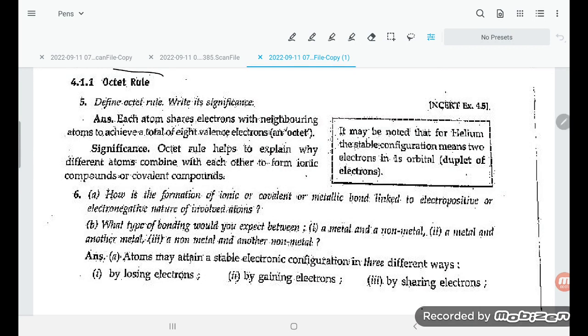Students, let's try to understand the octet rule. Define the octet rule and write its significance. Each atom shares electrons with neighboring atoms to achieve a total of 8 valence electrons.